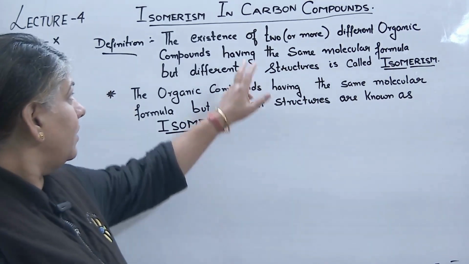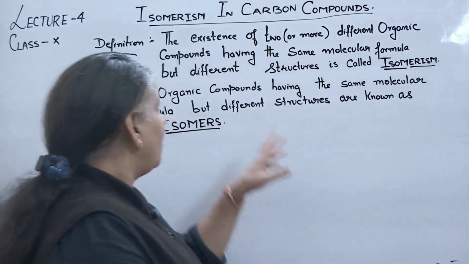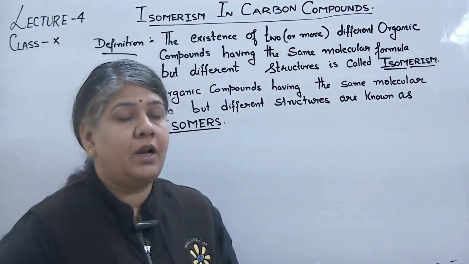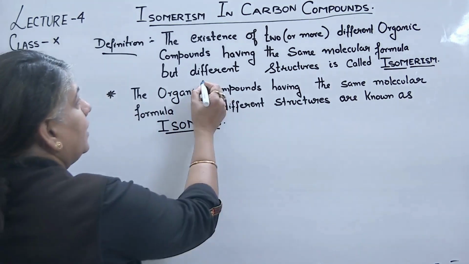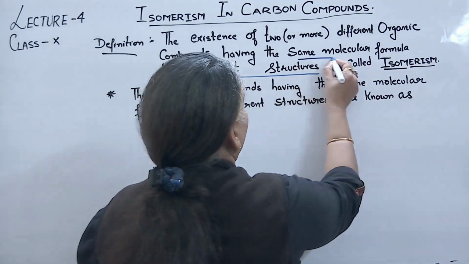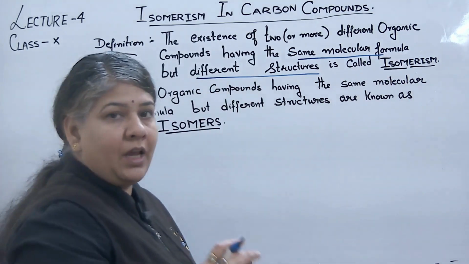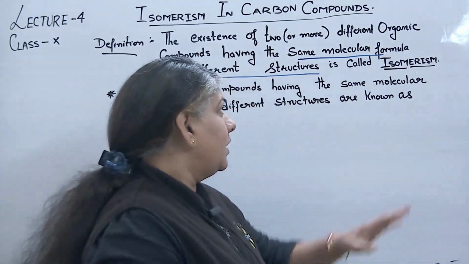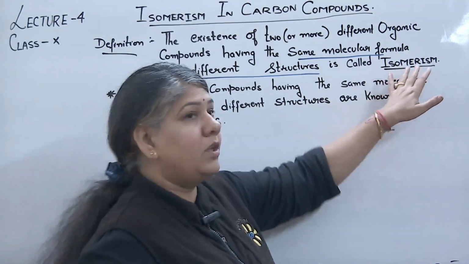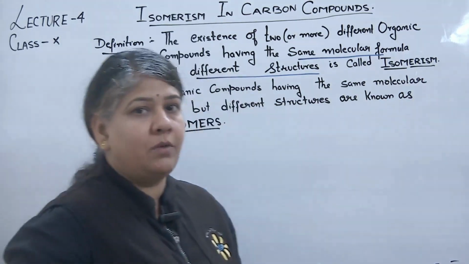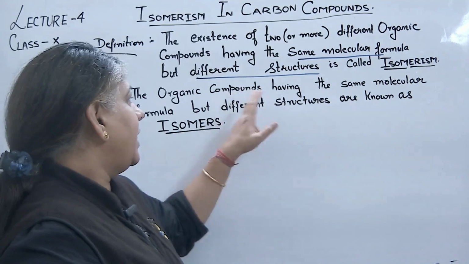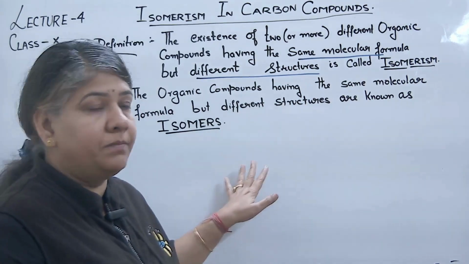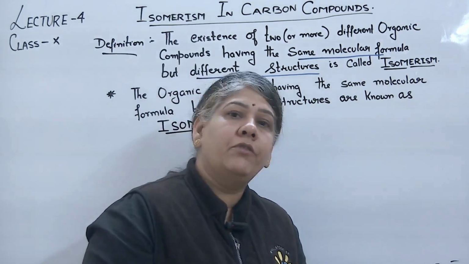See, isomerism means existence of different organic compounds having the same molecular formula but different structural arrangement, or having different structure, is called isomerism. So those compounds which have the same molecular formula but the arrangement of atoms is different, that is isomerism. The phenomenon or the property exhibited is called isomerism. And the organic compounds having the same molecular formula but different structures will be called isomers. This will become more clear with the example.